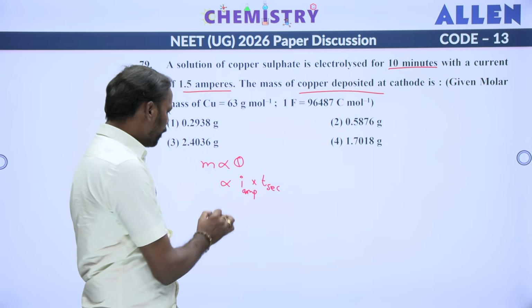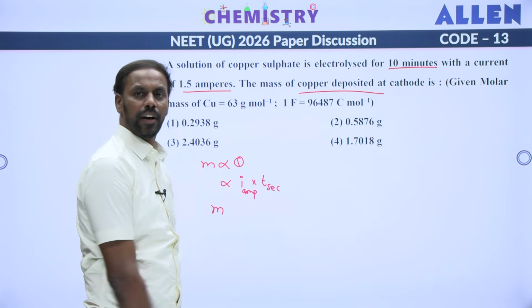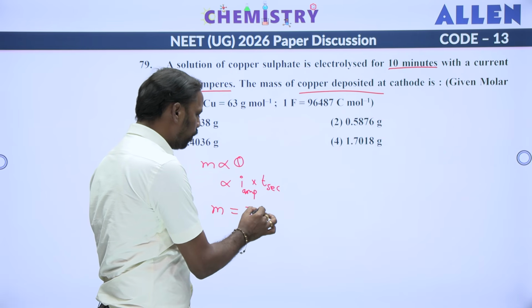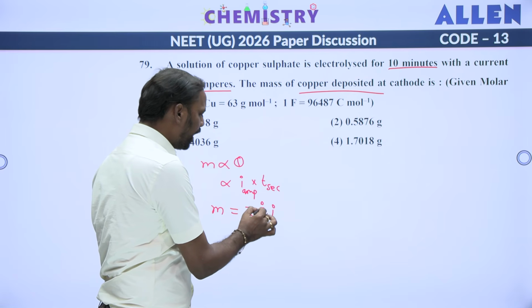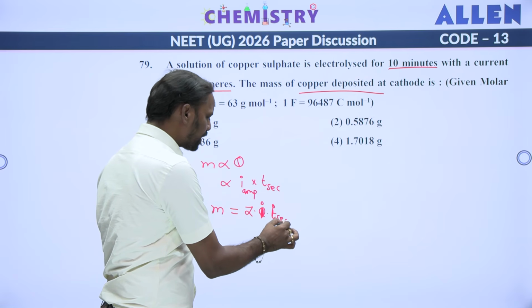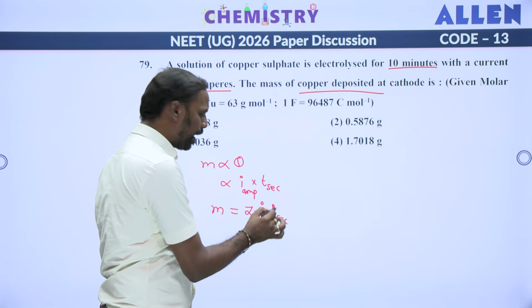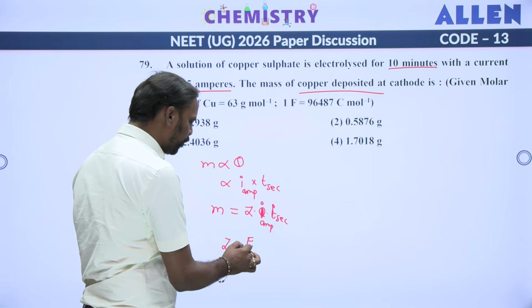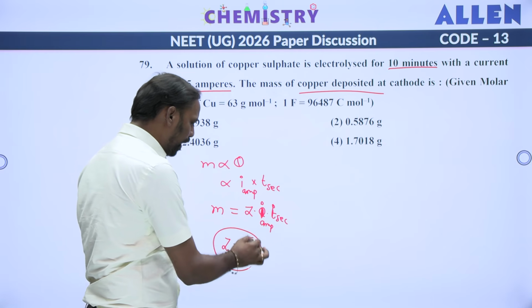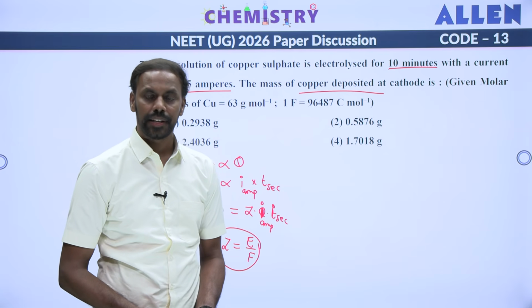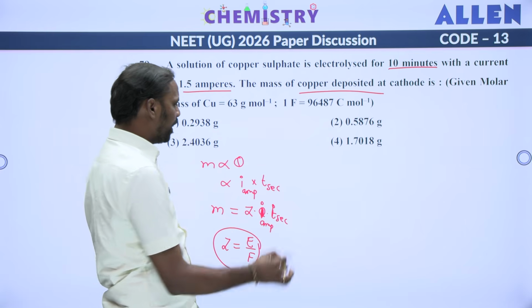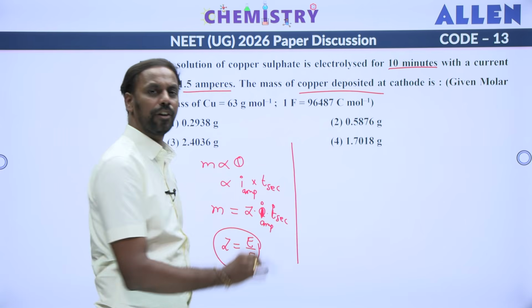seconds. Okay. So if you remove this proportionality, we will get a constant, that is electrochemical equivalent. So M equals Z into I into t, with time in seconds and current in ampere. Where this electrochemical equivalent Z equals E divided by F. That means by passing 1 Faraday of electricity, how much mass of the substance is deposited? That is nothing but the electrochemical equivalent, denoted with Z.